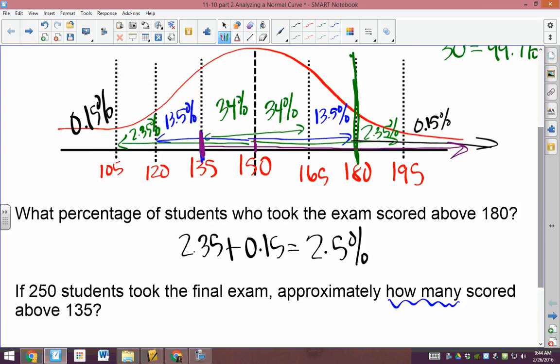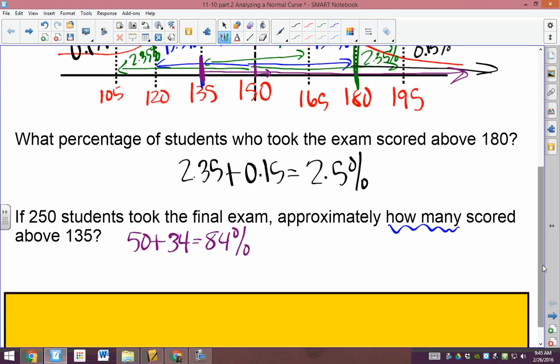What does the mean do to the data? Cuts it in half. So we know already 50% of the data has to be to the right of that. So 50% plus, what didn't I count yet? 34%. Yeah, is 84. Now that's a percentage, but we got to figure out of 250, so 84% of 250. How do you do that? Of means to multiply. 0.84 times 250, and I get 210. 210 students.